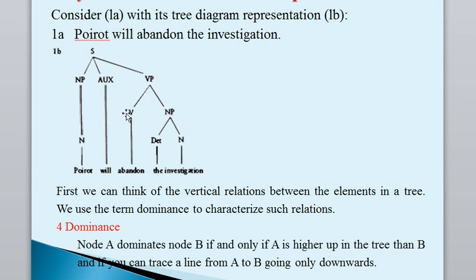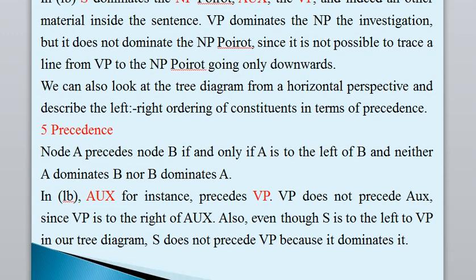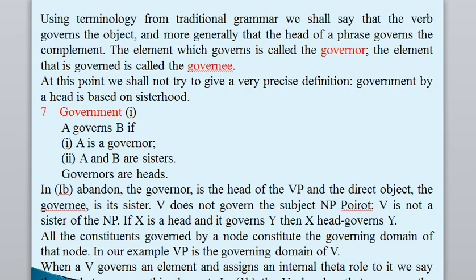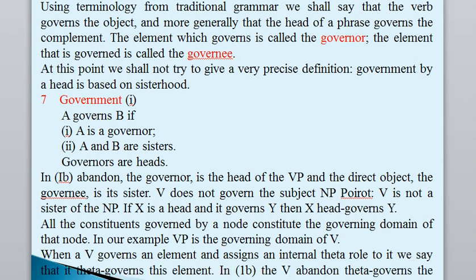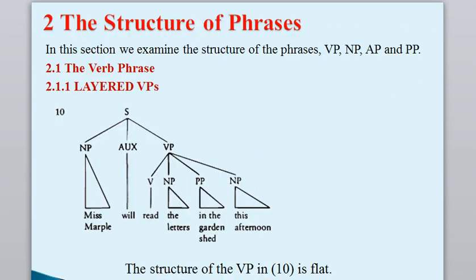So the head governs the complement NP here. So this is the relation of government. So we have three kinds of terms in the tree diagram. The first one is dominance, the second one is precedence, and the third one is government. As you see here, for example, the verb governs the complement. So this is a kind of relationship in the tree diagram. So we talked about three kinds of relations in each tree diagram.